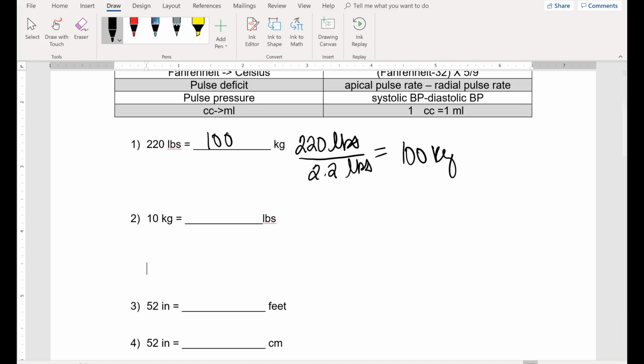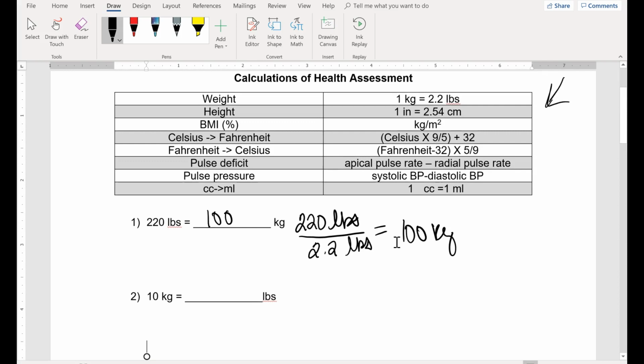Moving on to the next one. We have 10 kilograms, okay, and this time we're going to pounds, okay? So if we go up here and we're looking at 1 kilogram equals 2.2 pounds, we have 10 kilograms times 2.2, that's our 2.2 pounds, right? And we're going to get 22 pounds, right?